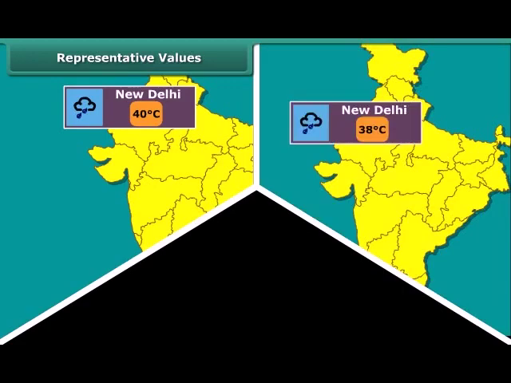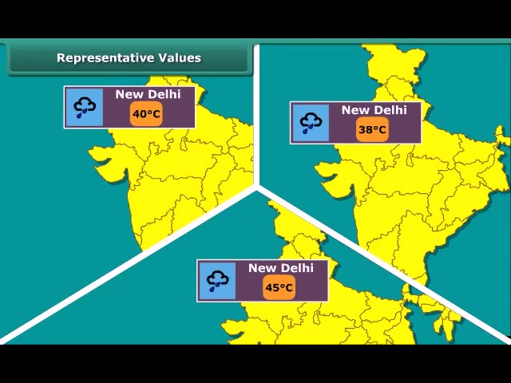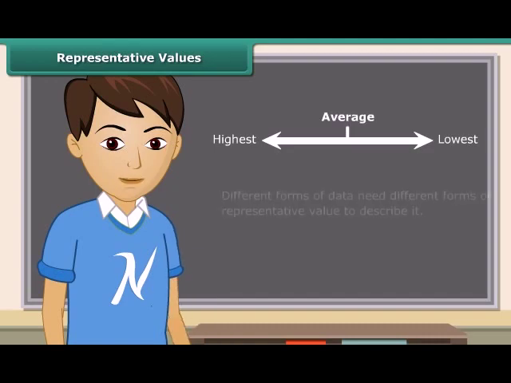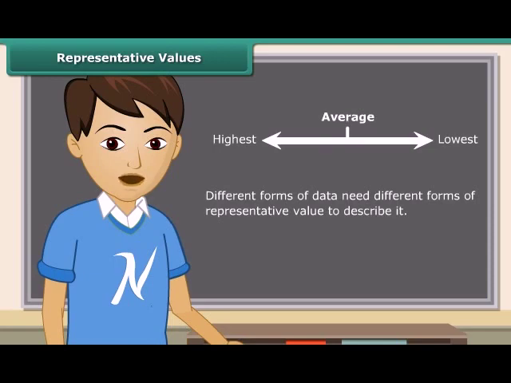Similarly, the average temperature of 40 degrees Celsius means that the temperature of New Delhi at this time of the year is around 40 degrees Celsius. Sometimes it may be less than 40 degrees Celsius, and at other times it may be more than 40 degrees Celsius. Thus, we realize that average lies between the highest and the lowest value of the given data. Different forms of data need different forms of representative value to describe it. One of these representative values is the arithmetic mean. Come along to learn about it.